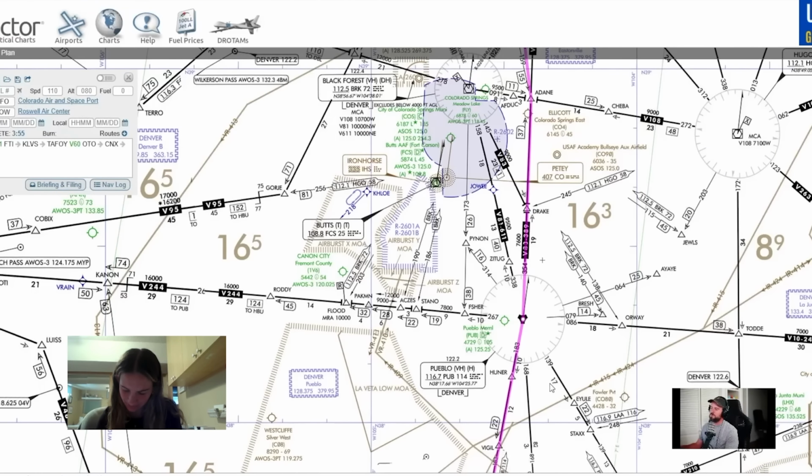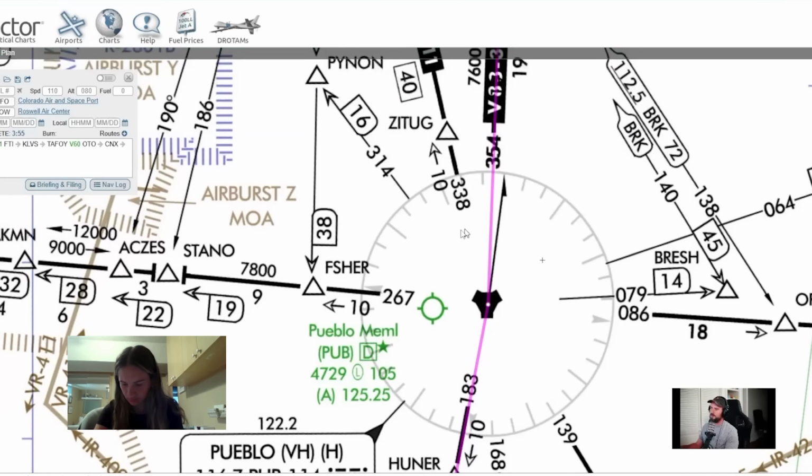Awesome. Now, we've got on your route this filled in VOR. Why is this one filled in? What's so special about this VOR? That's a mandatory reporting point. Okay, do I always have to make that report point? When you're not in radar contact, you do.